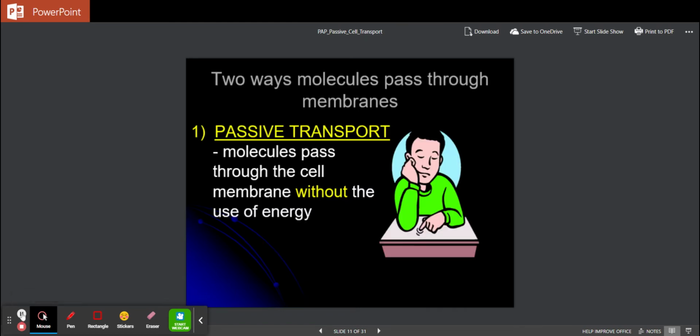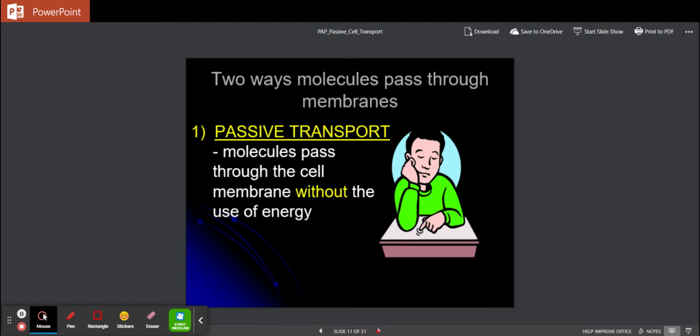All right, so there's two primary ways that molecules can pass through membranes, which is what we're looking at, passive transport. So the molecules will pass through the membrane from high to low without the use of energy, so this will not require any energy for this to move from here to here, because it's moving from high to low.